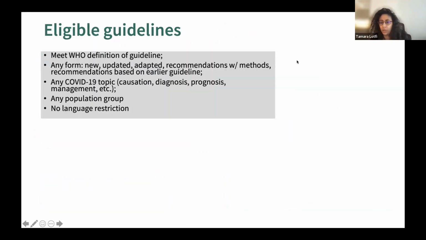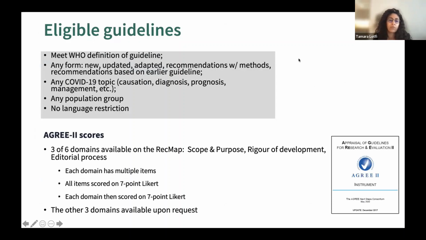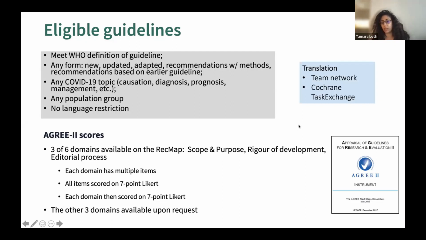What guidelines are eligible to be on the COVID-19 RecMap? First, they have to meet the WHO definition of a guideline. Then they can be in any form. So they could be new, updated, adapted recommendations with methods or based on earlier guidelines that address any COVID-19 topics. So no restriction to diagnosis or management, addressing any population and without any language restriction. And in order to address different languages, we collaborate globally with teams. We have a big network, and we also work with Cochrane Task Exchange to make sure that we are able to translate the different guidelines from different languages.